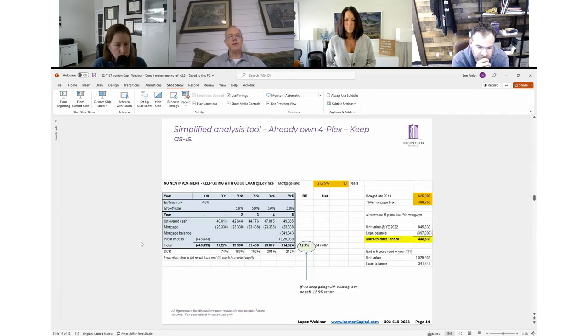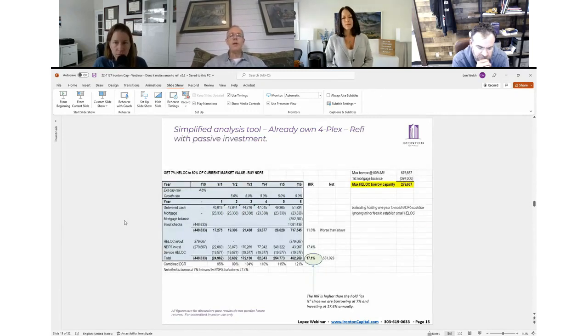And if we do nothing and just let it run as it is, you can see that we're going to have about a 13% rate of return, which is pretty good. So another option is we could take out a HELOC.